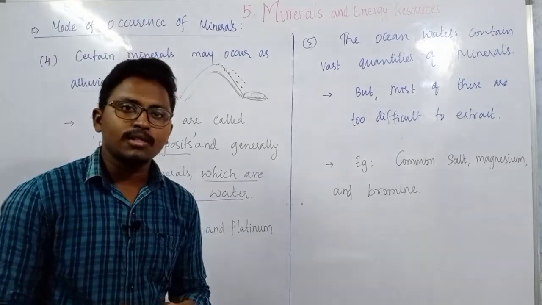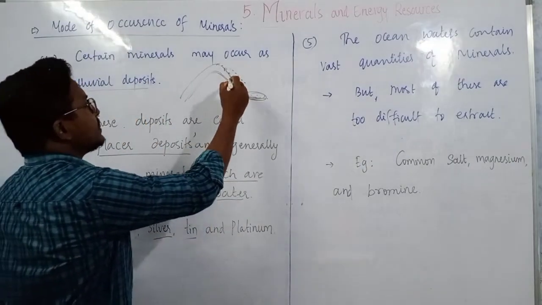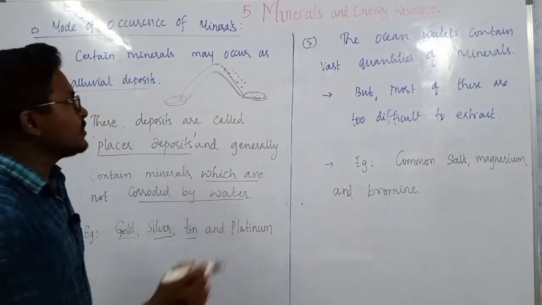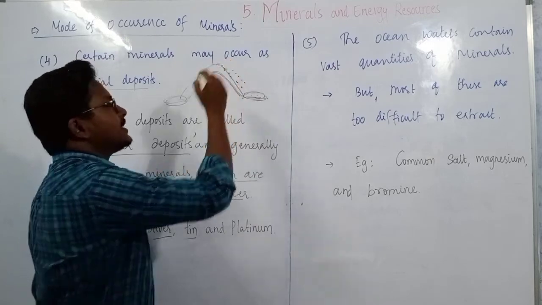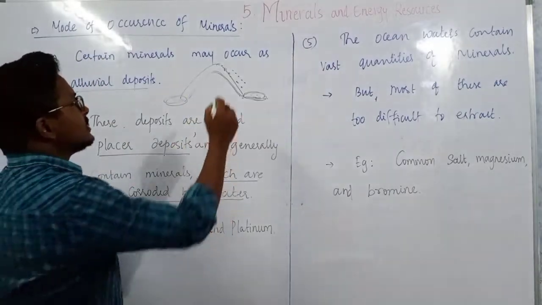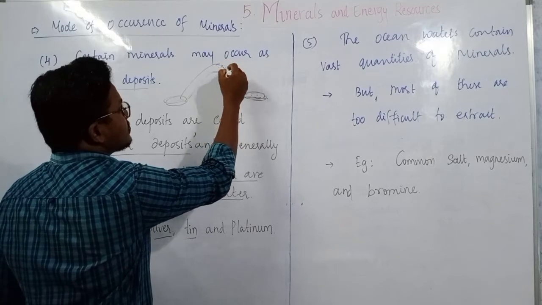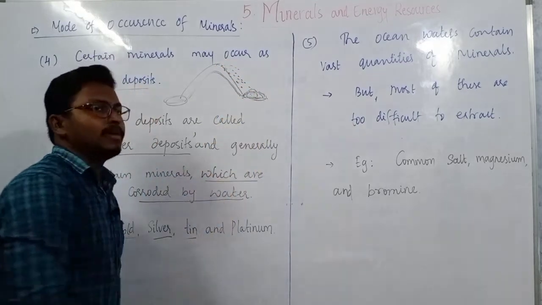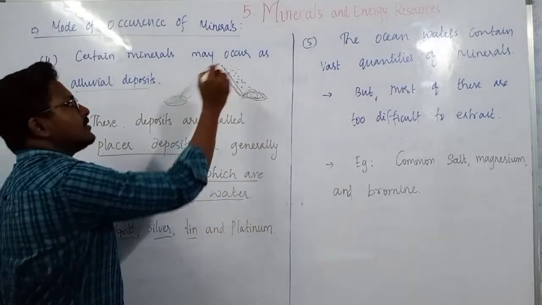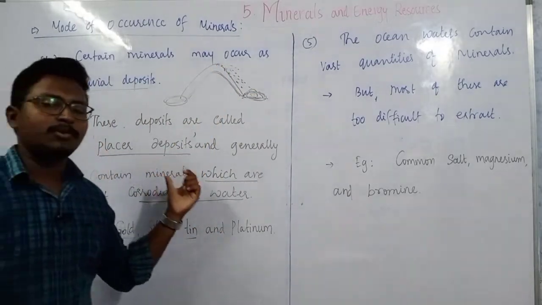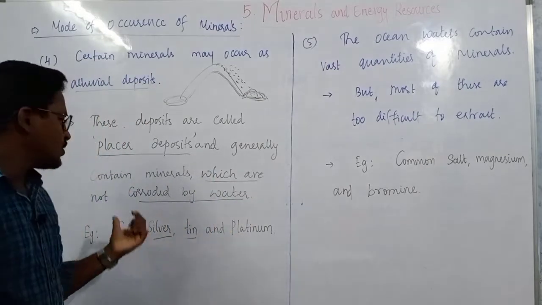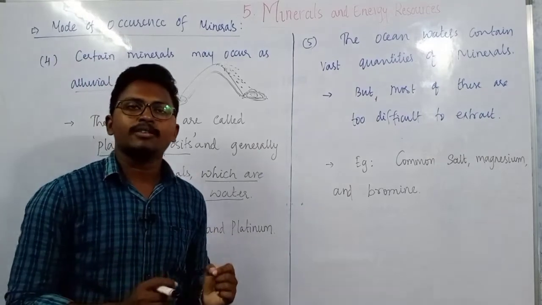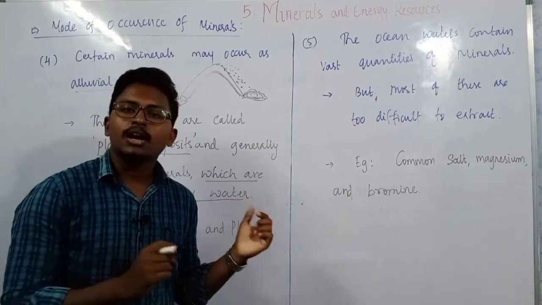Why do we call them placer deposits? Because they mainly occur at the base of the mountains or hills. Whatever mineral contents are present in the mountains will be moved from the top of the mountain and placed at the base of the mountain. That is the reason we call them placer deposits, and the examples are gold, silver, tin and platinum. Mostly these minerals are not affected by water or corroded by water.